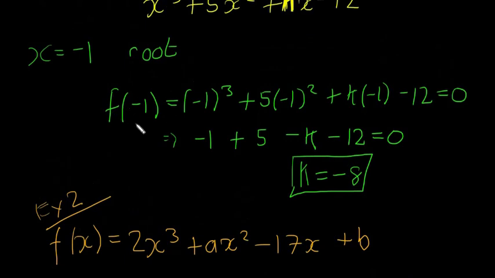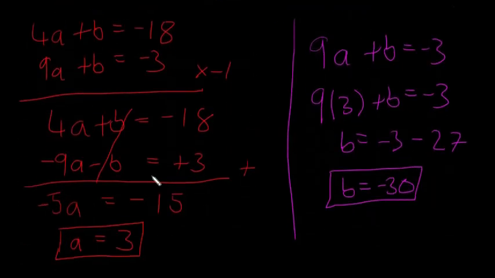You're just going to sub the root in, it should be equal to 0, and then you can find out what your unknown value is. You might have to use simultaneous equations. If you do, you know how to do it now anyway.